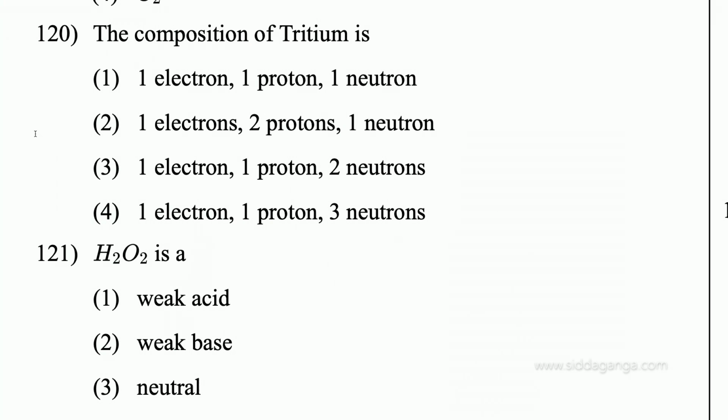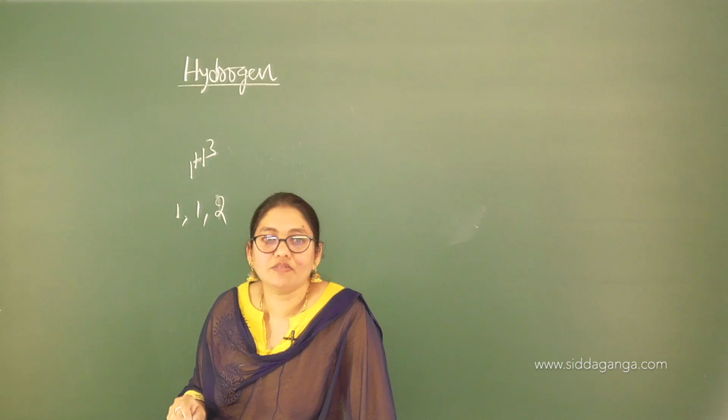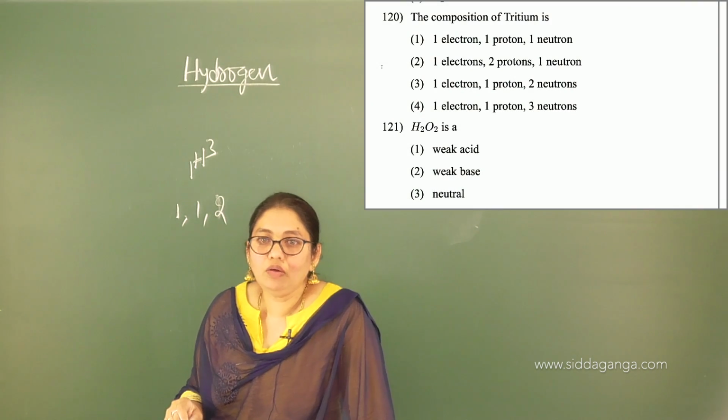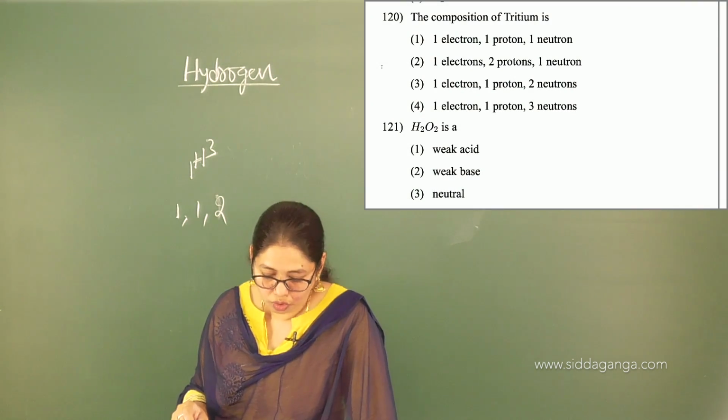Okay, the composition of tritium is again a very simple concept. Tritium means 1H3. So how many protons are there? 1. How many electrons? 1. How many neutrons? 3 minus 1 is 2, right? So 1, 1, 2. Yes, option 3 is the answer for that one: 1 electron, 1 proton and 2 neutrons. So next question.